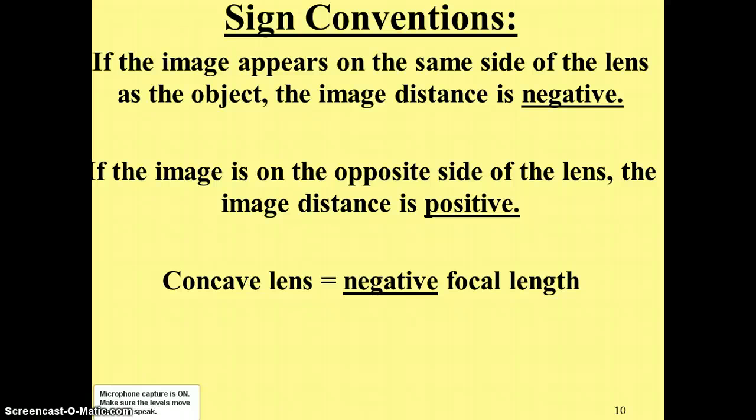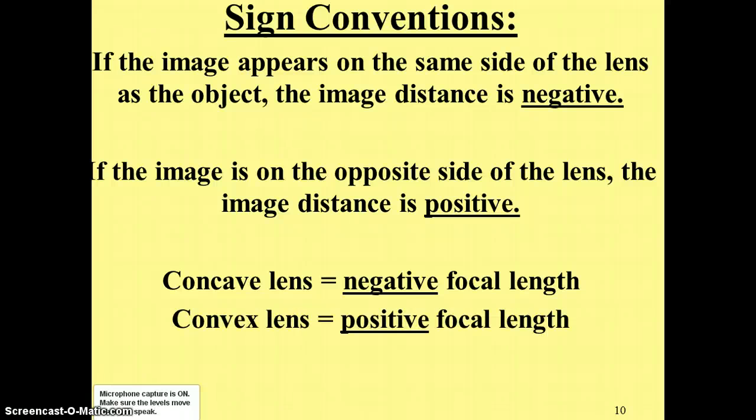Okay? Concave lenses, they diverge light, so they will have negative focal lengths. Right? Convex lenses converge light, so they will have positive focal lengths. Okay. You want to remember the focal length sign in terms of converging and diverging, not concave or convex, because for mirrors and lenses, they're flipped.